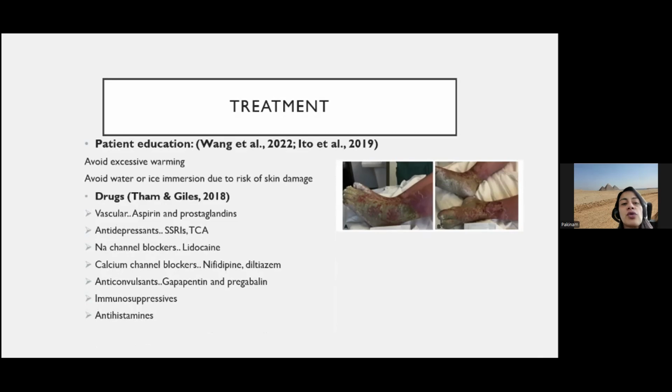So, we have to educate the patient to avoid excessive warming, to avoid water or ice immersion. As we can see, patients who immersed their limbs had so many complications with fissures, ulcers, and up to gangrene in some case studies. Drugs can be used. We have to keep our mind open to aspirin, prostaglandins, antidepressants, sodium channel blockers, calcium channel blockers, anticonvulsants, immune suppressives, antihistamines. We have to keep all this in mind while treating a patient of erythromelalgia and understand really the underlying mechanism, especially in secondary cases. Next, please.